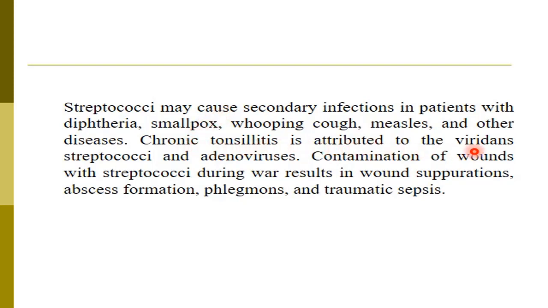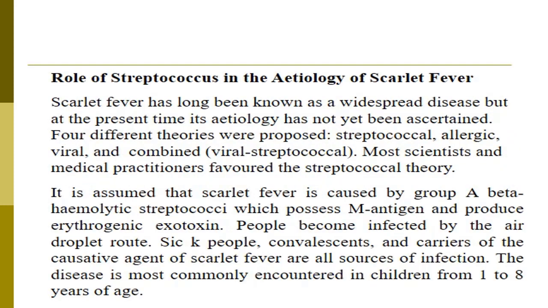Chronic tonsillitis is attributed to virulent Staphylococci and adenoviruses. Contamination of wounds with Staphylococci during war results in wound suppuration, abscess formation, and traumatic sepsis. Now we will talk about the two very important post-staphylococcal sequelae, scarlet fever and, of course, rheumatic fever and acute glomerulonephritis. These post-staphylococcal sequelae will be taken into consideration separately.